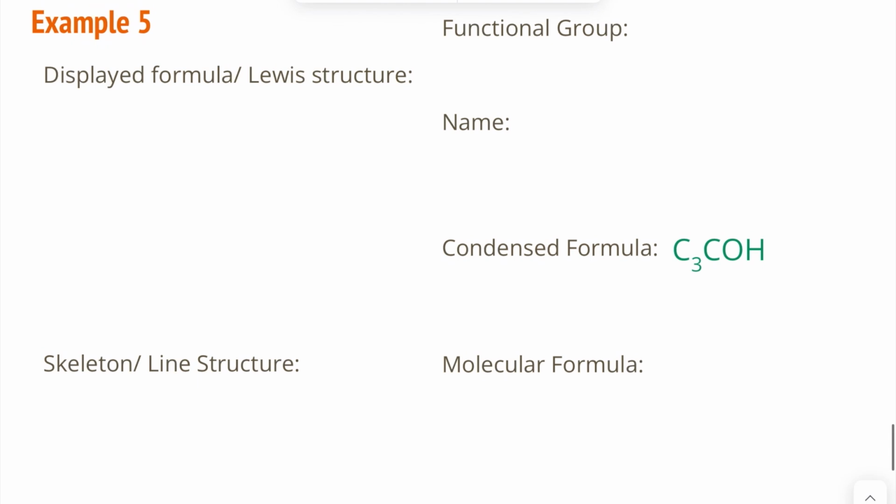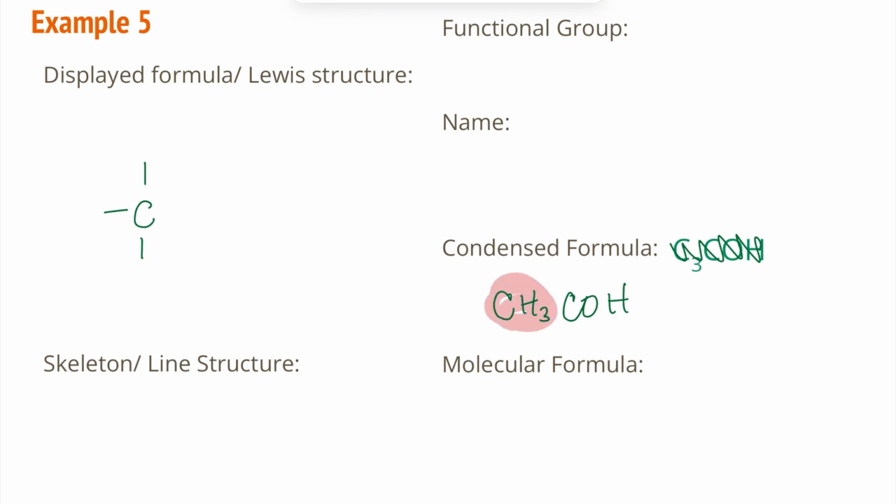Example 5, we have this condensed formula, CH3COH. As we look at this now, let's draw that out. We've got that CH3, so C, there's 3 H's.